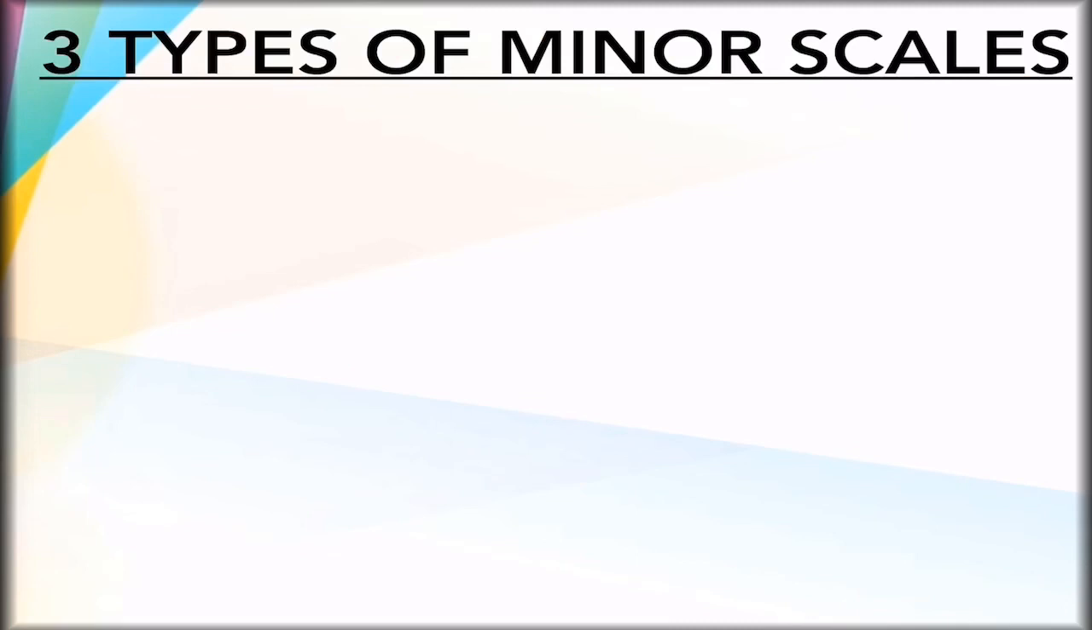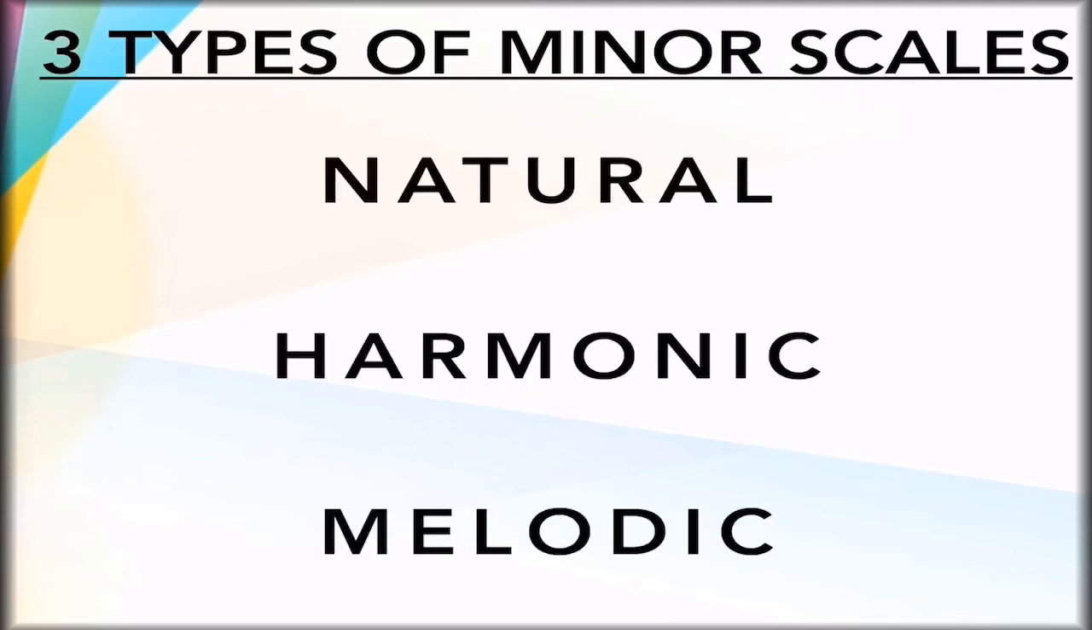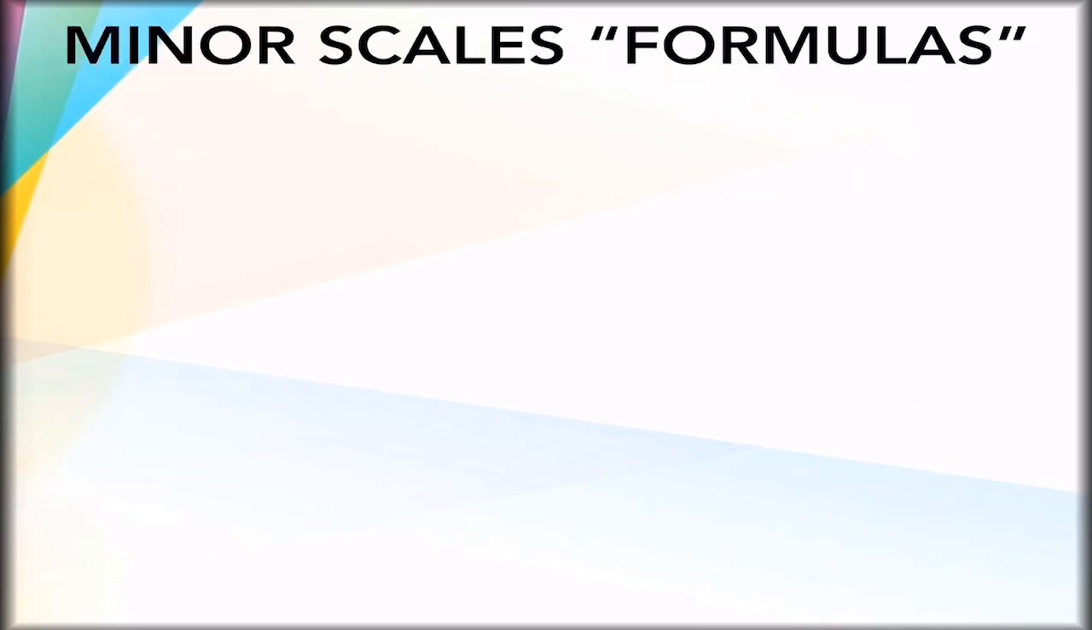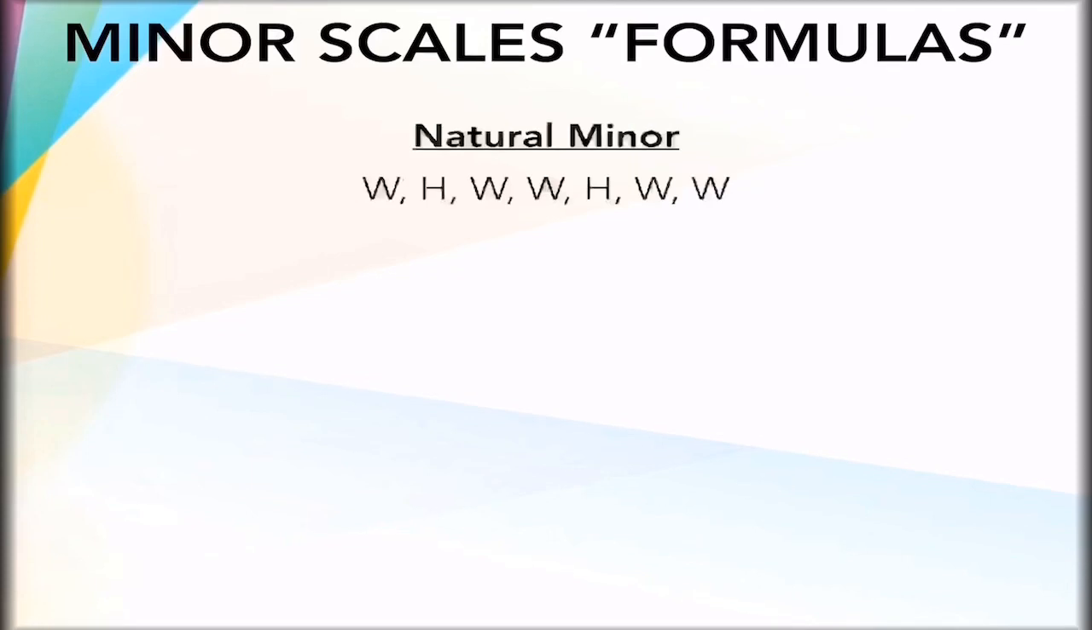Now, let's go ahead and learn about minor scales. There are 3 types of minor scales: natural, harmonic, and melodic. Let's go ahead and review the various formulas for each minor scale, starting with natural minor. We have whole step, half step, whole step, half step, whole step, whole step. If we take this formula and plug it into the musical alphabet, just like we did with the major scale formula, we can find the notes for the natural minor scale.